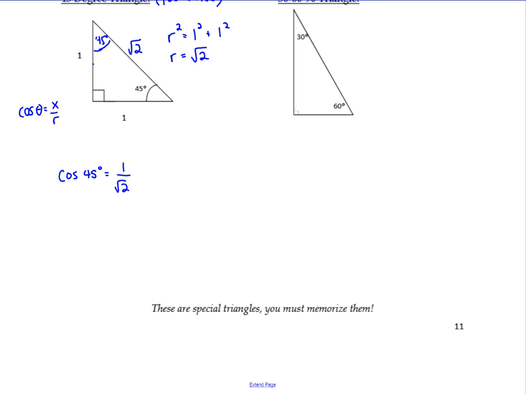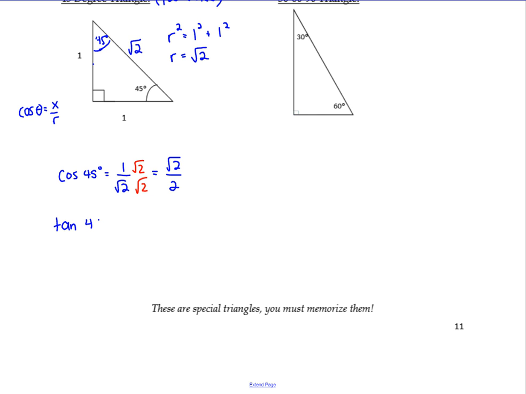What's wrong with it? The root's on the bottom. So how do I get rid of it? And rationalize it. Times top and bottom by root 2. And so this would actually simplify to root 2 divided by 2. Okay.